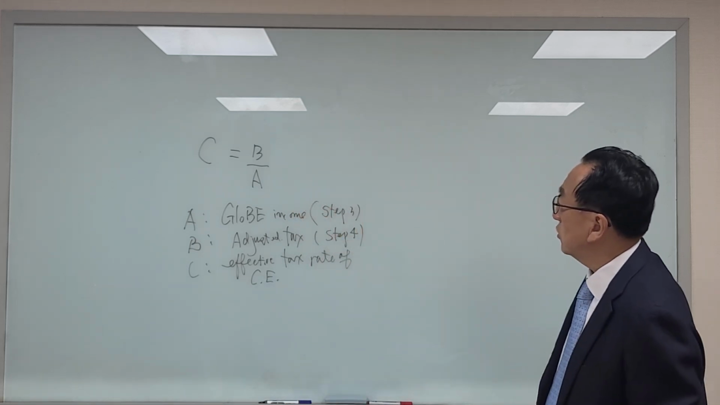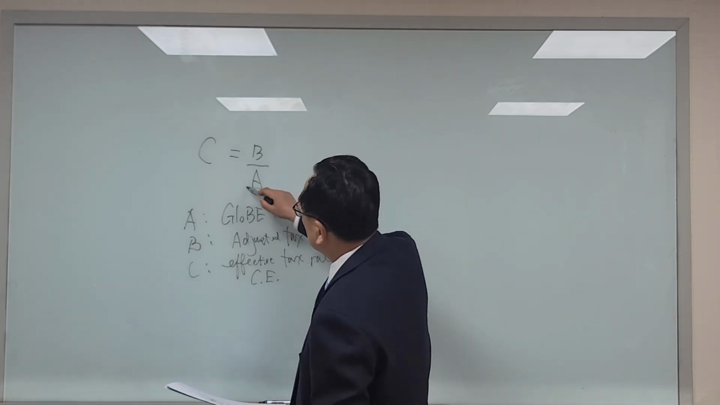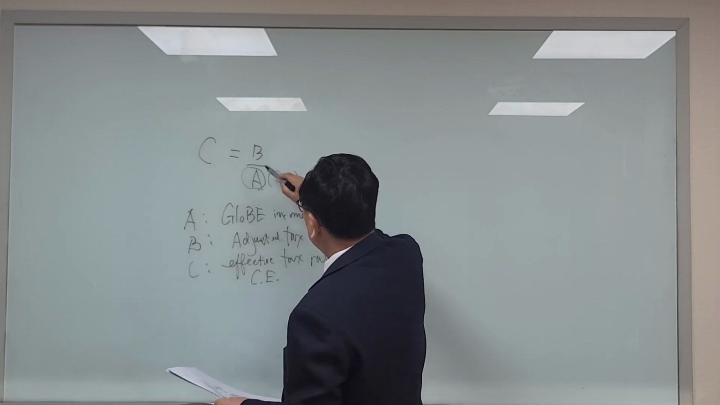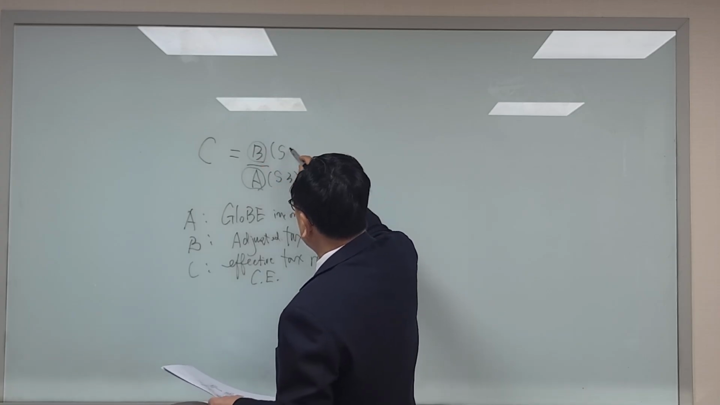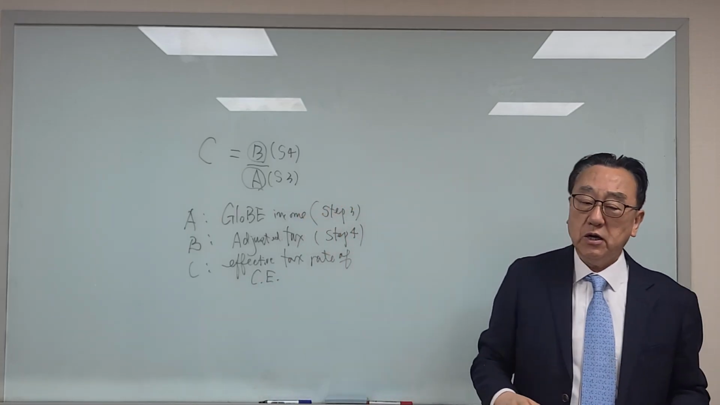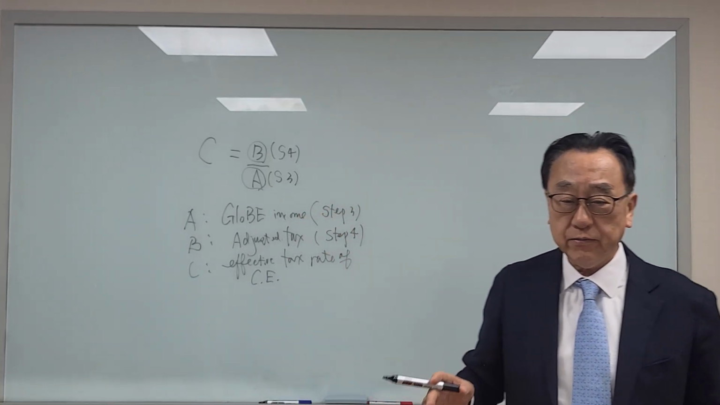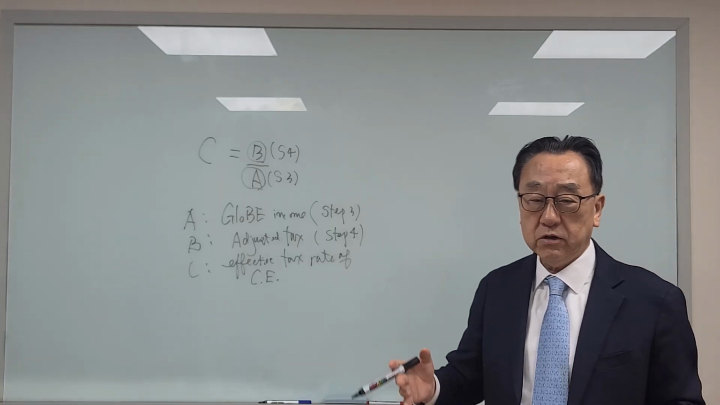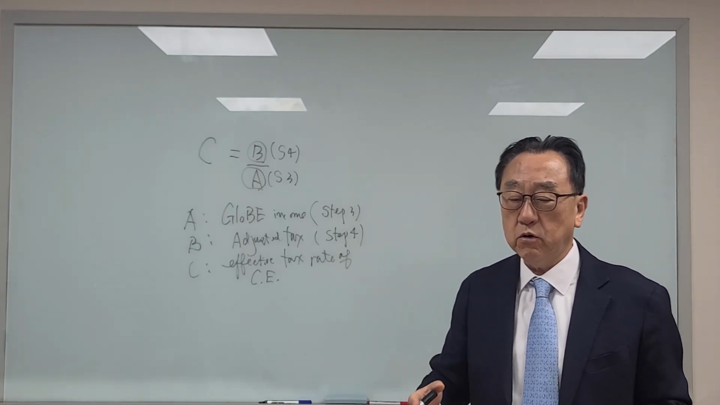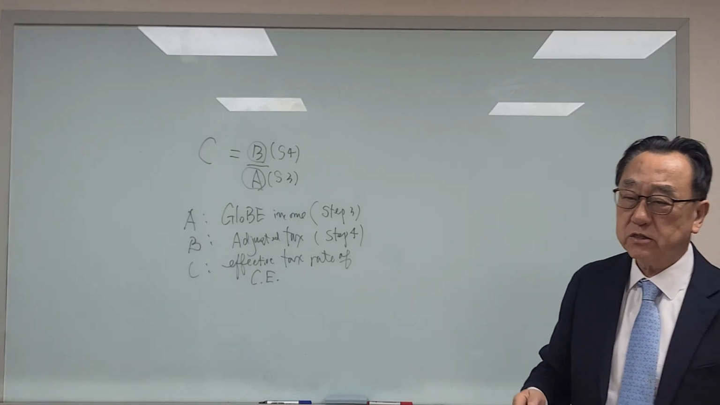So we compute A in the process of step 3, and we compute B in the process of step 4. You compute them after applying various kinds of adjustments from the income or tax in the financial statement.